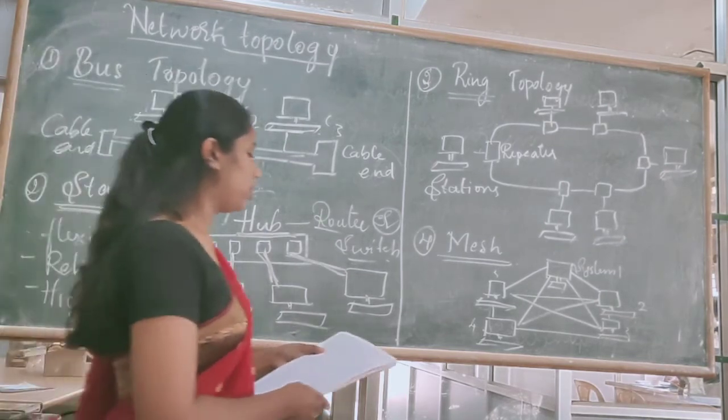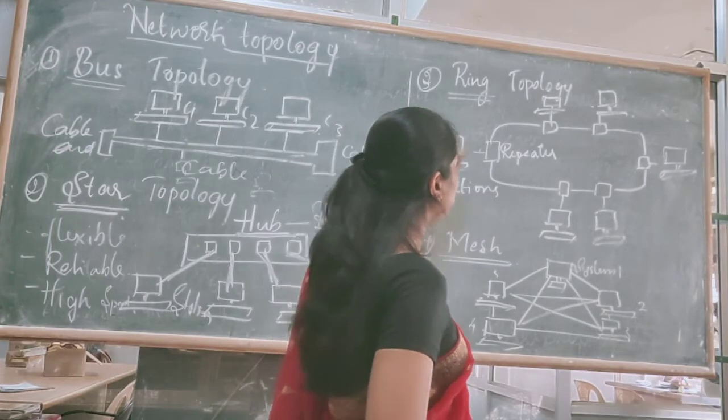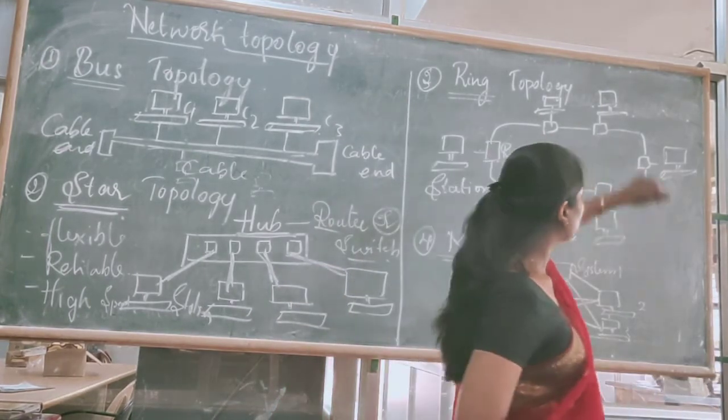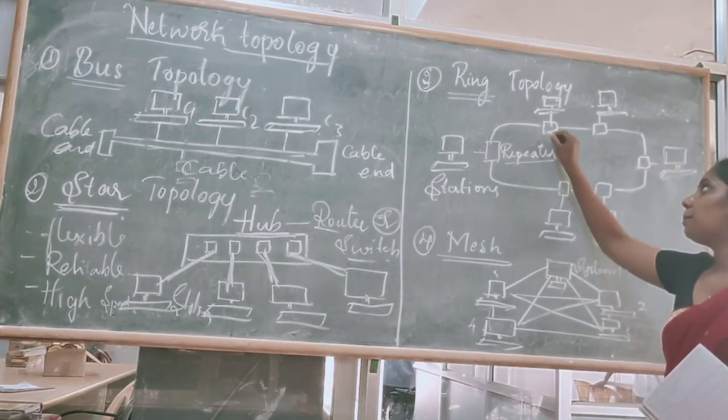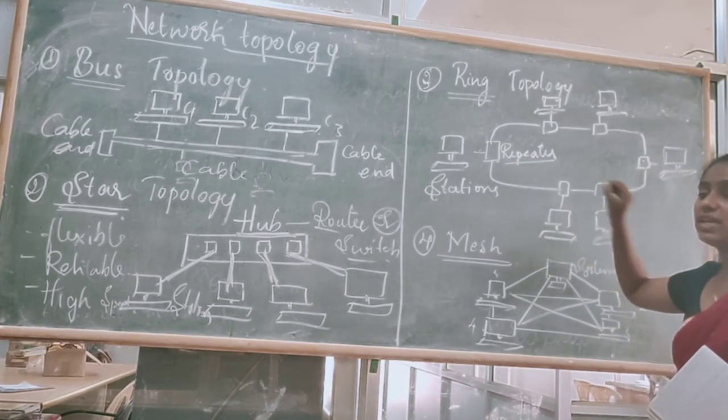Next one is ring topology. In ring topology, there will be repeaters. I have not drawn the entire figure. Okay, so these are repeaters. All of these are repeaters.